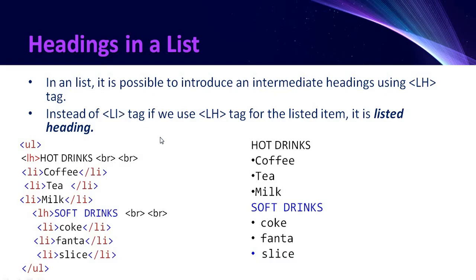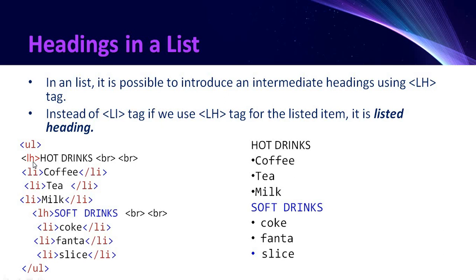Suppose I want to insert some headings within the list of items to show the variations separately. Then I have to use a tag called LH, which is called list heading, in order to have intermediate headings. For that purpose, I begin with the UL tag. This is the coding, and I have used it because my coffee, tea, milk list items come under hot drinks, and Coke, Fanta, Slice list items come under soft drinks. I want to differentiate and display them, so for that purpose I am using this LH tag.